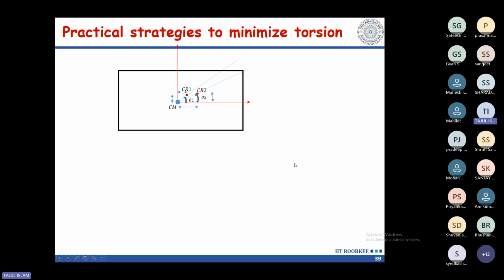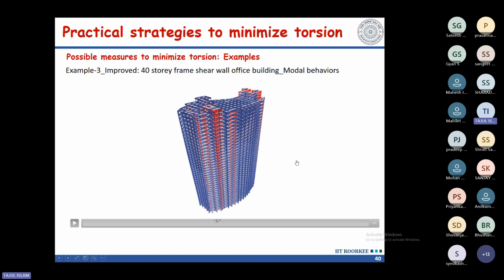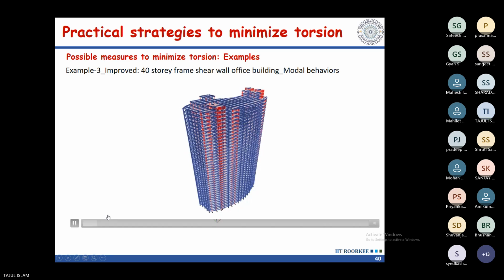So this was all to discuss actually, and I hope whatever has been discussed here is clear. And now we can discuss if anyone is having a doubt. And before going to that discussion, let me show you the mode shapes of the final structure, how it is behaving in all the modes. So this is the X mode shape.